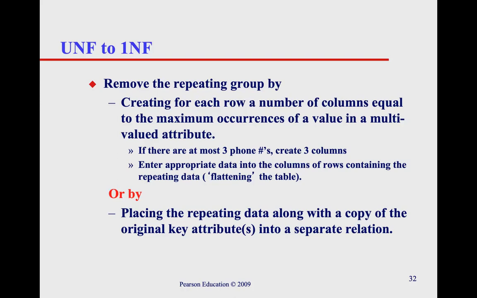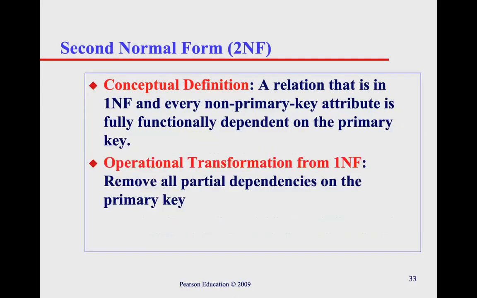Okay, so we get to first normal form. It means we don't have multi-valued attributes anymore, but we could have 2 or more entities in the same relation. Now we want to move to second normal form. So what is second normal form?